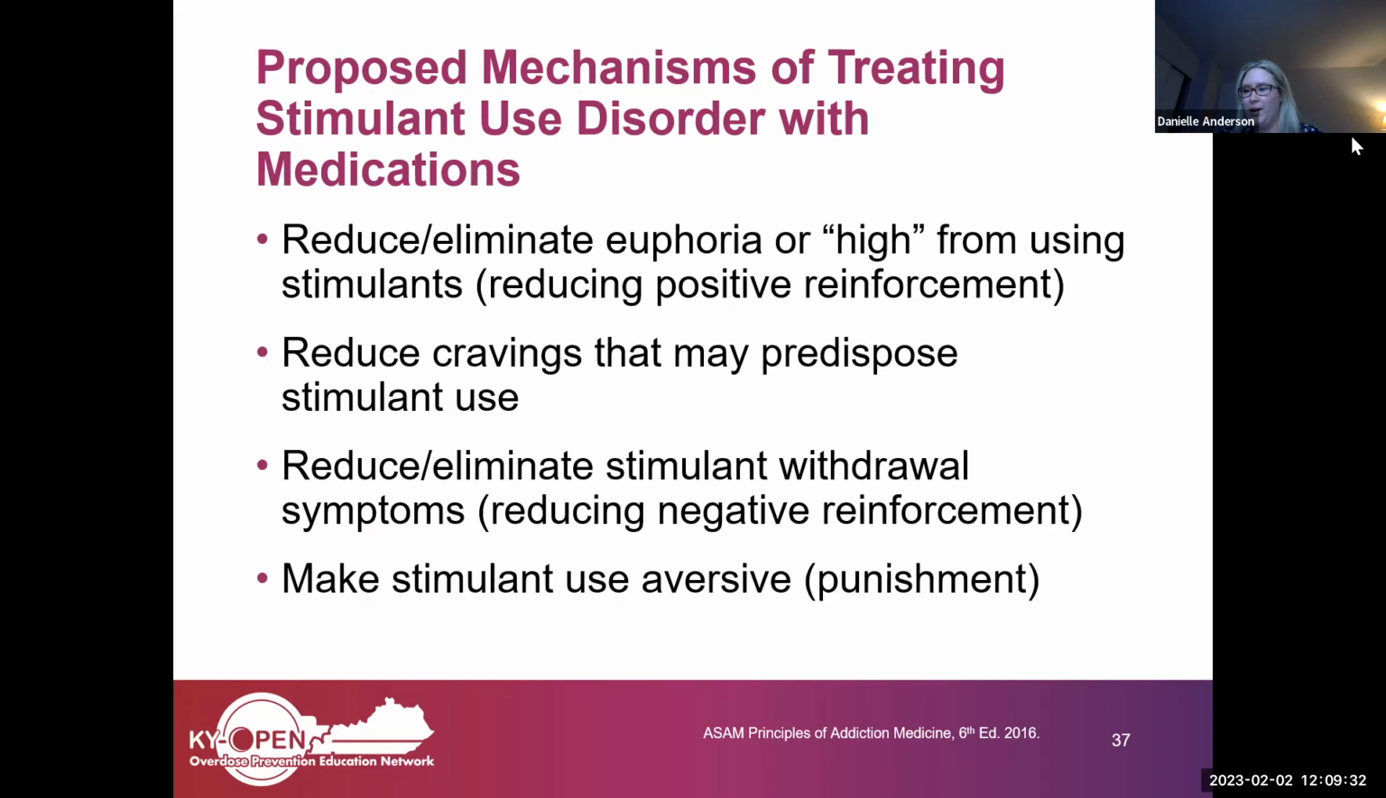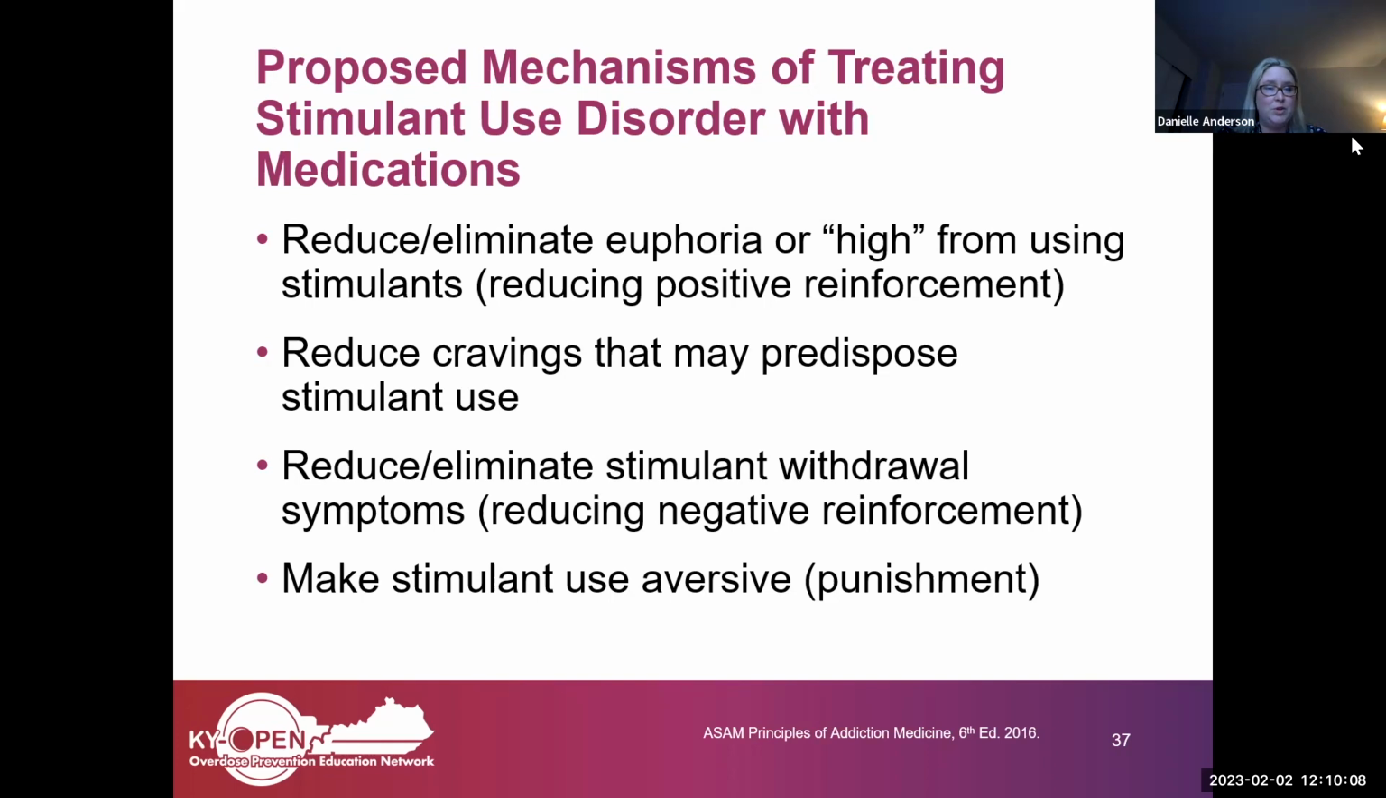So here are the proposed mechanisms of treating stimulant use disorder with medications. There are multiple ways that we might develop drugs that could intervene in stimulant use disorder. The first one would be to reduce or eliminate the euphoria or high from using stimulants, and thereby reduce the positive reinforcement. So when a person uses a stimulant, the high or euphoria that they experience will reinforce the behavior, meaning the good feeling that they get is the driver for the person to use that drug again to achieve the same positive effect.